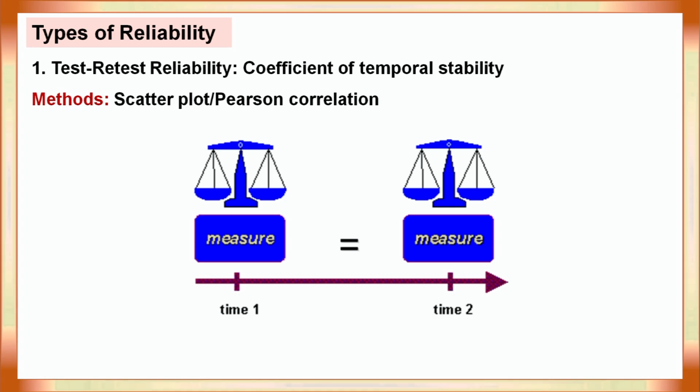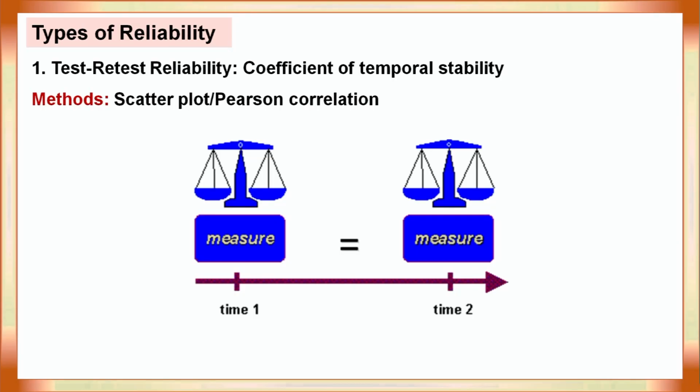Now, coming to the types of reliability, the first type is test-retest reliability. As the name indicates, a measuring instrument is tested on a particular group of people, or group of students, or a sample, at a point of time. Then a similar or equivalent instrument may be measured after a time gap on the same group of sample, meaning the instrument is tested on two occasions.